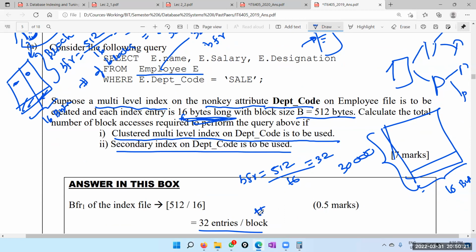But the number of blocks is now different. One block can have 32, but now we are going to have 30,000 entries divided by 32. 30,000 divided by 32.